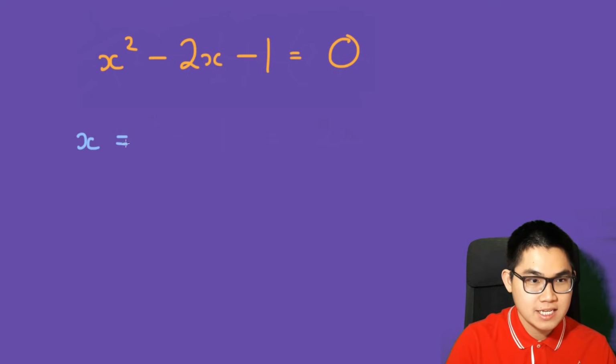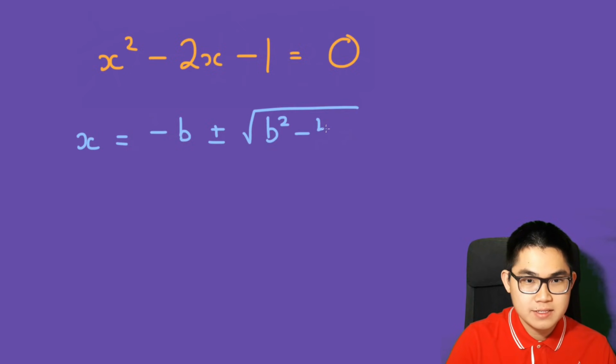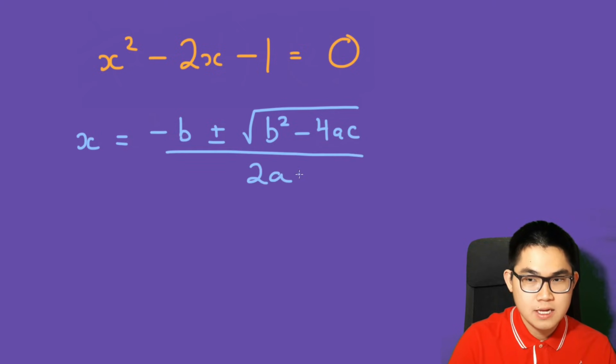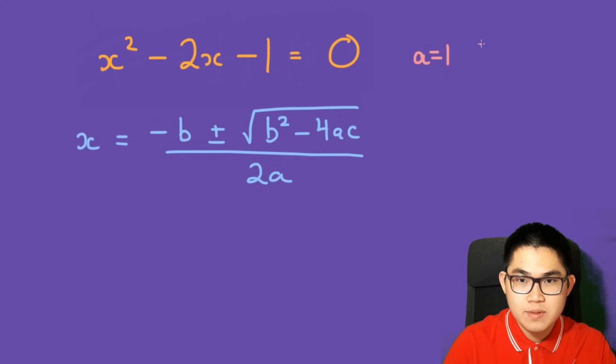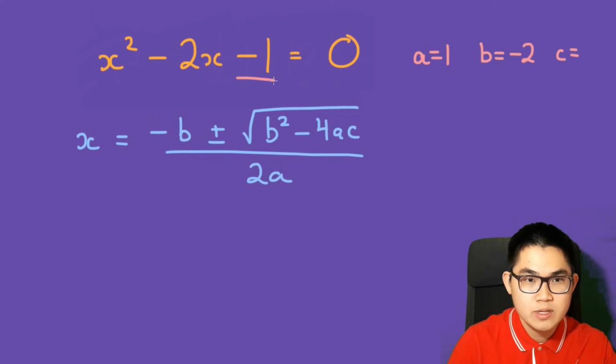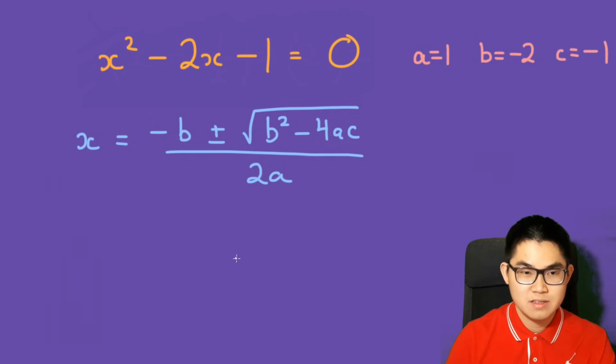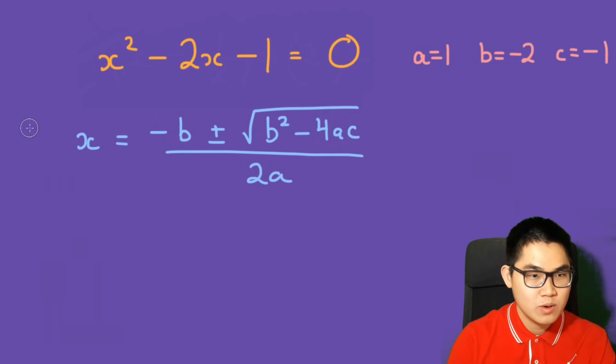So we have x is equal to negative b plus and minus the square root of b squared minus 4ac over 2a. And here we know that a is equal to 1 because a is the coefficient of x squared. And then we have negative 2, so b is equal to negative 2 and c is equal to negative 1. So here we have b. We can change it to negative 2.